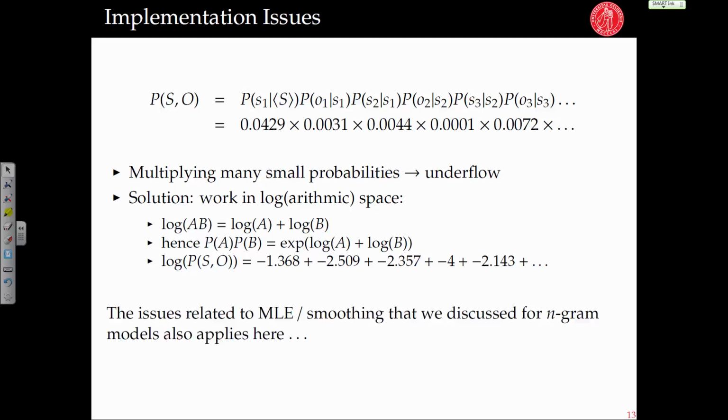Again, the same problems that we had in n-gram models will apply here, meaning that there will be data sparsity, so there will be tags, or bigrams of tags, that we haven't seen. So we need to apply smoothing and again move some of the probability mass from very frequent events to infrequent ones. Is this clear so far?